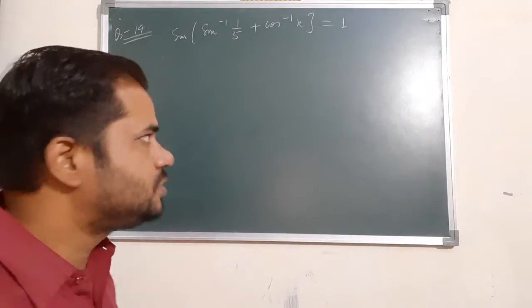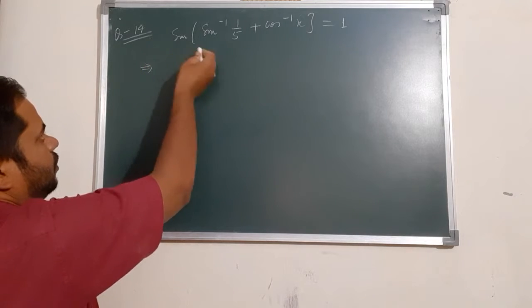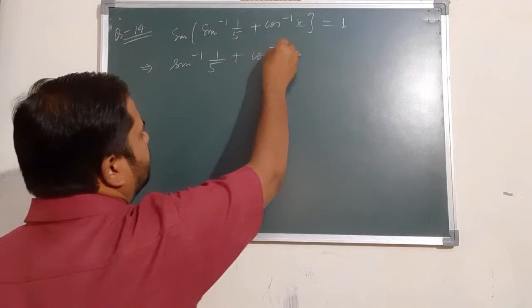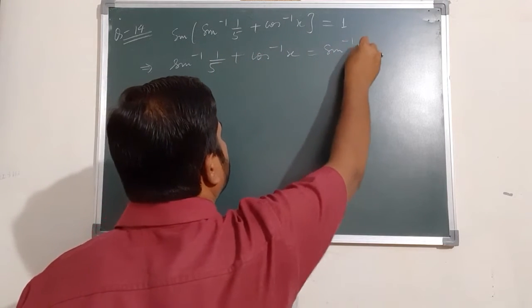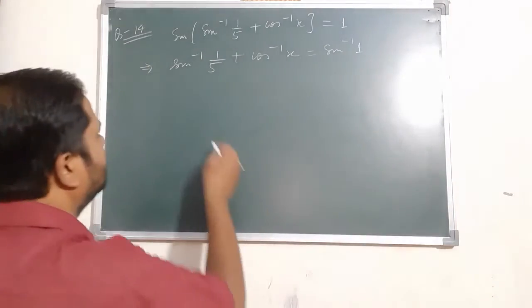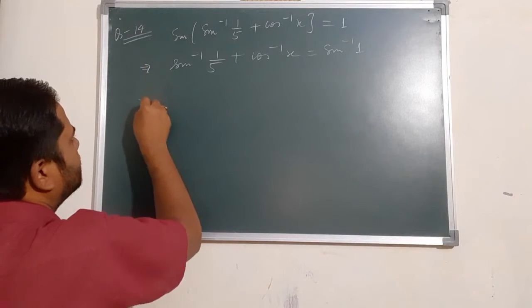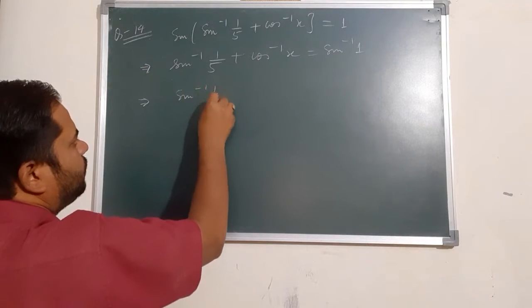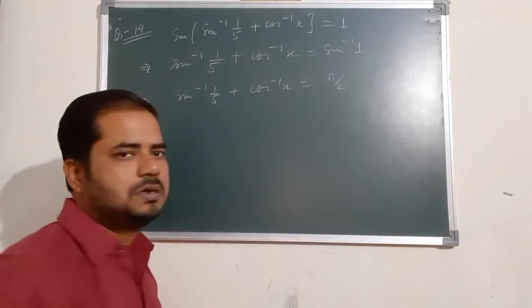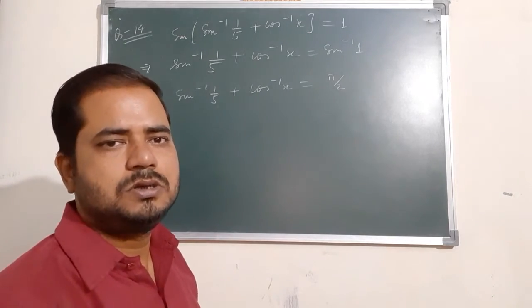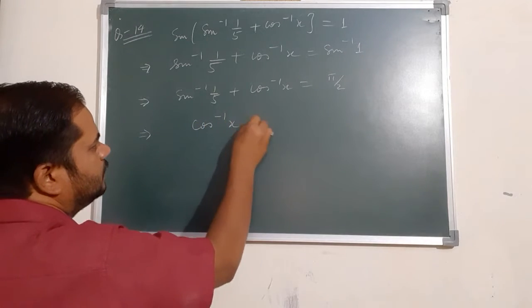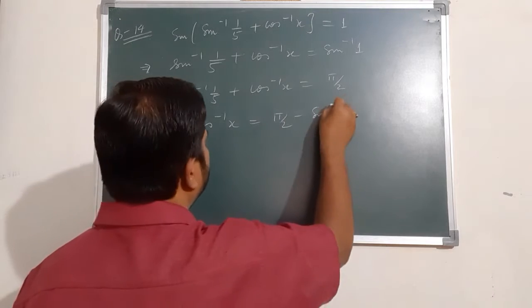But we need to solve this question. The step to solve it: sin inverse 1 by 5 plus cos inverse x is nothing but sin inverse of 1, as the sine sign is transferred to the other side. This becomes sin inverse 1. Now this implies sin inverse 1 by 5 plus cos inverse x is nothing but pi by 2, because sin inverse 1 is nothing but pi by 2. So this implies cos inverse x is pi by 2 minus sin inverse of 1 by 5.